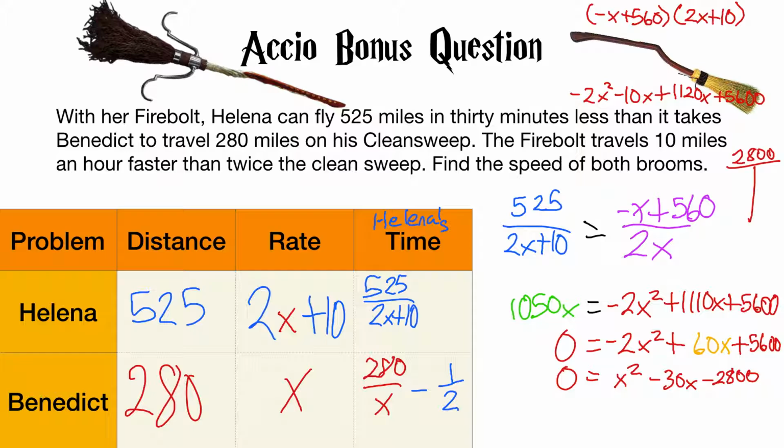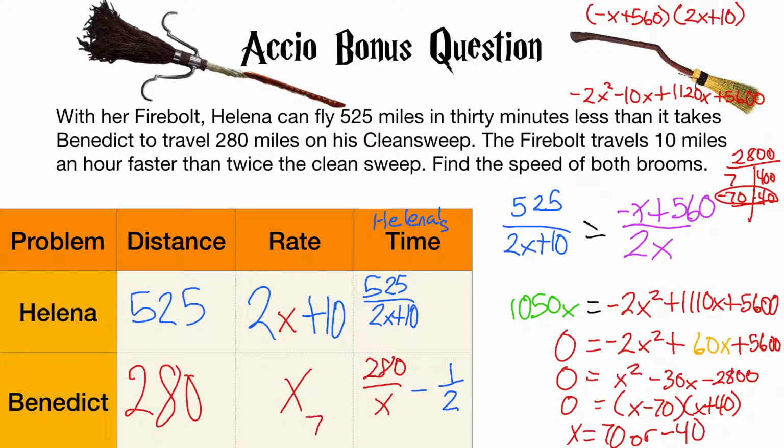So I'm going to start with my multiples of 7 and 4. So like 7 and 400. Nope. 70 and 40. That one works, at which point 70 is the negative, 40 is the positive. X minus 70 times x plus 40. Meaning x is going to either equal 70 or negative 40, which means x is going to equal 70, meaning that is the speed of the Clean Sweep, and the speed of the Firebolt, let's see, 2 times 70 is 140, plus 10 is 150 miles per hour.